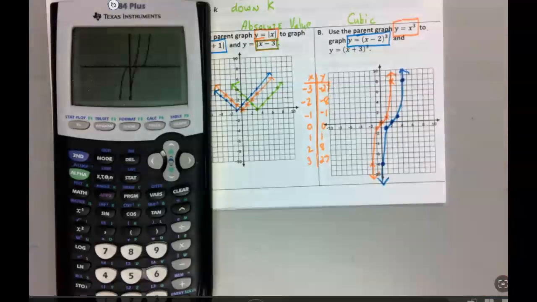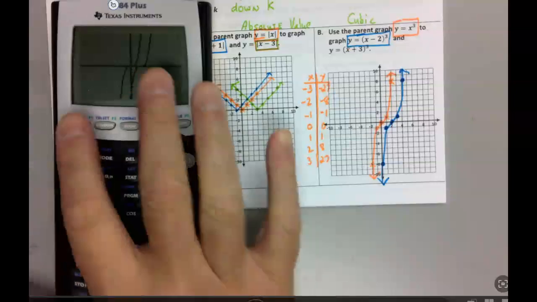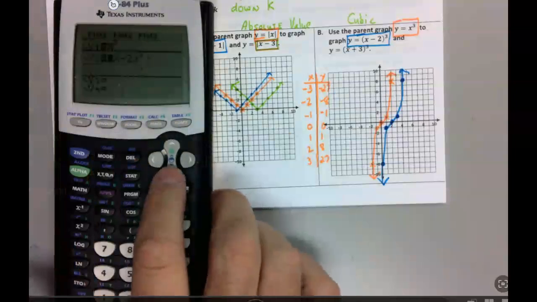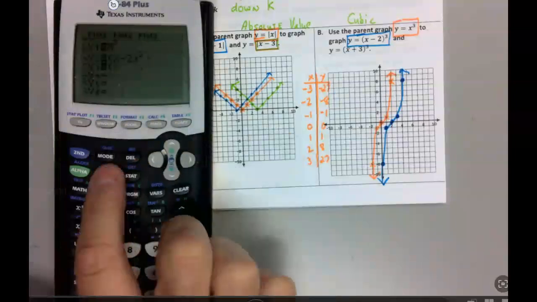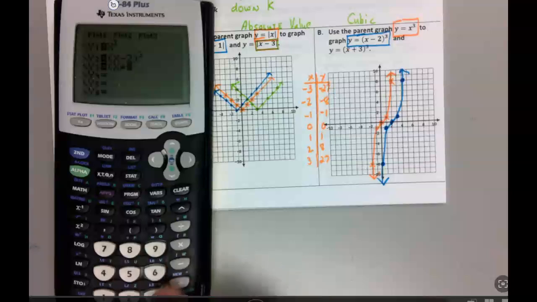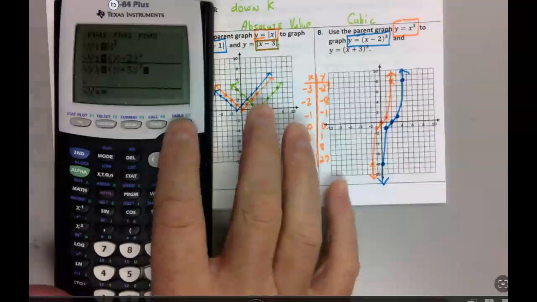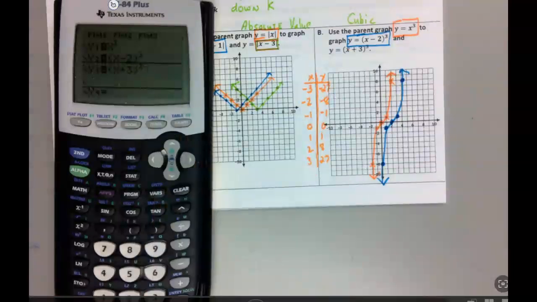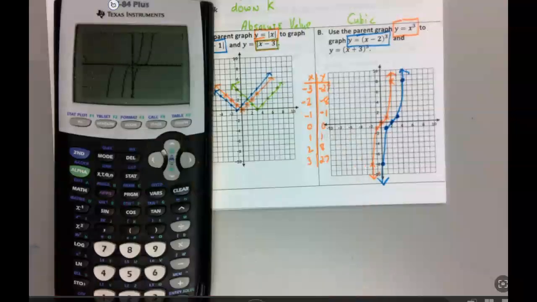Okay, now go to the next one. Go arrow down to parentheses, x plus 3, quantity to the 3rd power. And everybody get that? Is everybody getting this in your calculator? Because I want to make sure you can do this. Hit graph. Get it shifted left 3.